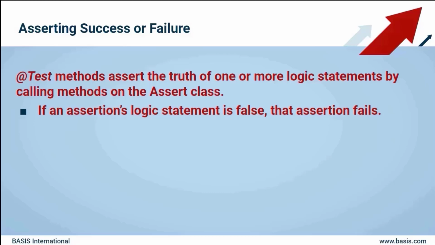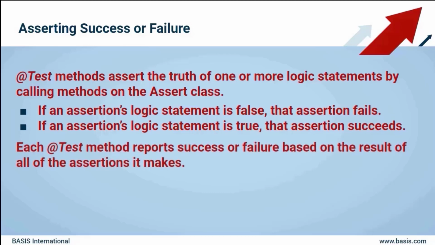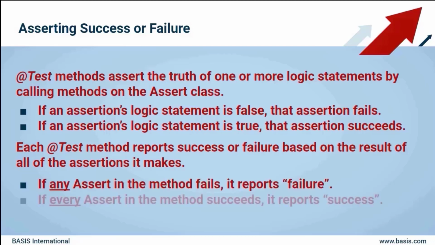If an assertion logic statement is false, then that assertion fails and reports failure to the plugin. If an assertion's logic statement is true, then that assertion succeeds and it reports success to the BBj Unit Test plugin. Each test method reports success or failure based on the result of all of the assertions that it makes. If any assert in the method fails, then that method reports failure. But if every assert in the method succeeds, then it reports success. So it only takes one error to report failure, but it takes all successes to report success.